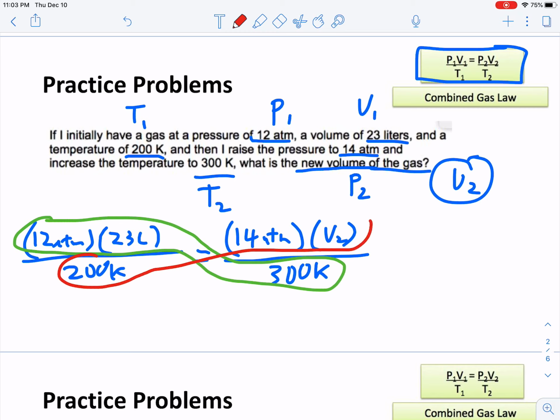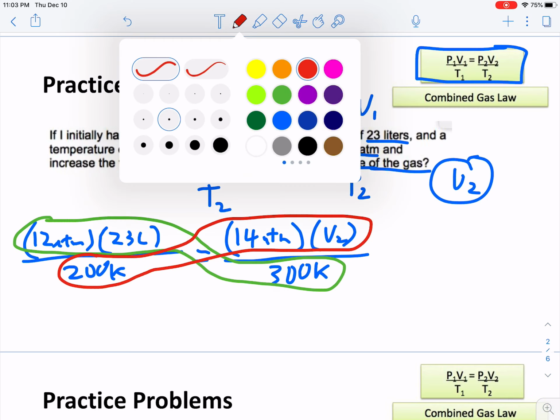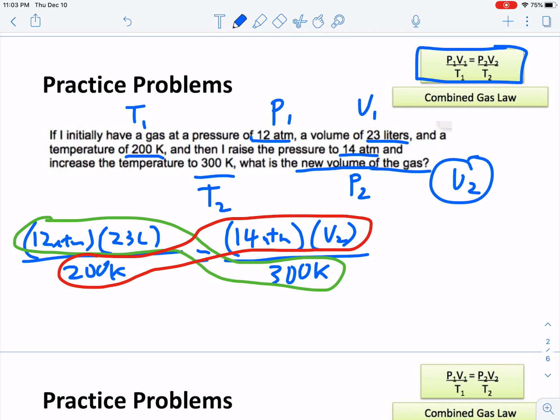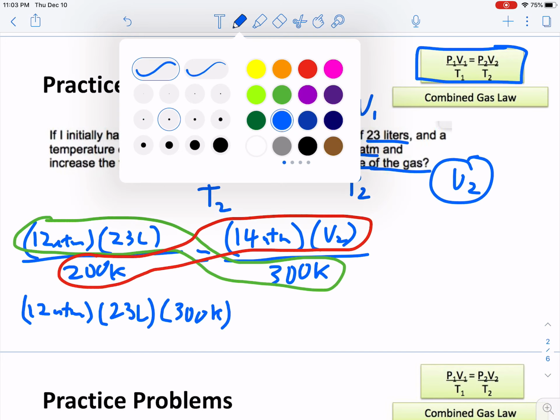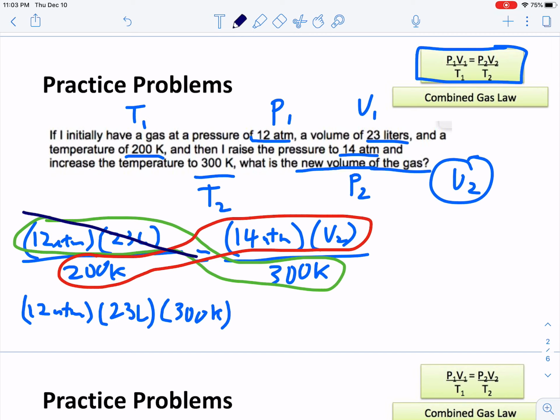200 times 14 times V2. So let's rewrite that out as one long equation. So 12 atmospheres times 23 liters times 300 Kelvin. So again, this is just cross multiplication that I'm doing here, right? Just cross multiplying these sides and these sides. Okay, so I know that's going to be equal to, let's get the cross multiplying thing out of the way so we can still see it.